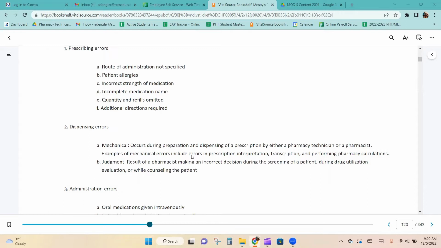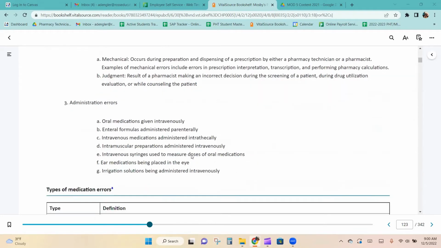Judgment: result of a pharmacist making an incorrect decision during the screening of a patient during drug utilization evaluation or while counseling the patient. And then administration errors: oral medications given intravenously, enteral formulas administered parenterally, intravenous medications administered intrathecally, intramuscular preparations administered intravenously, intravenous syringes used to measure doses of oral medication, ear medications being placed in the eye, and irrigation solutions being administered intravenously.